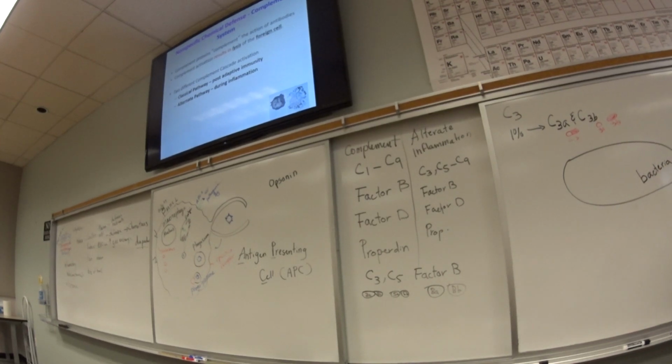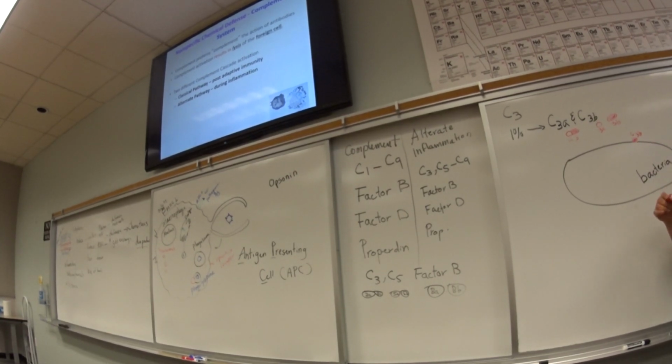If one of the 3Bs by chance collides with the bacteria, it will attach to the surface of that bacteria. If it doesn't, it will shut down. Or if it attaches to your cells, it shuts down. It has to attach to the bacteria. So now you have C3B attached there.